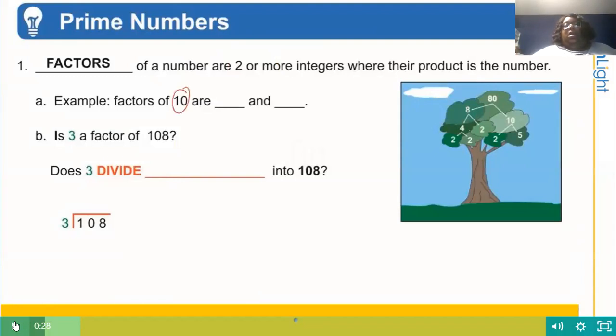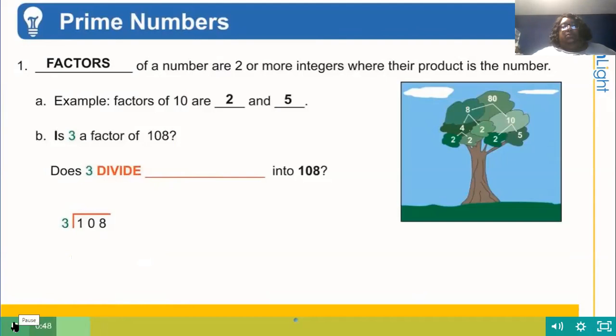We've got the number 10, and what are the factors of 10? Well, we all know that factors of 10 are 2 and 5, right? So 2 and 5 are factors of 10, or two or more numbers whose product, meaning if you multiply them together, you get back to the number. 2 times 5 is 10.